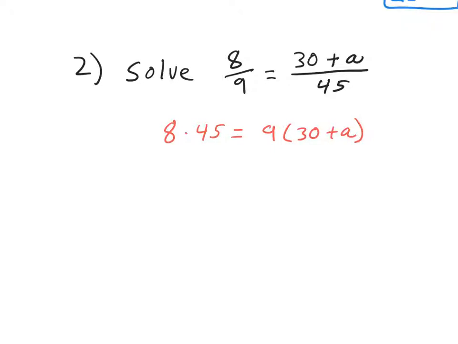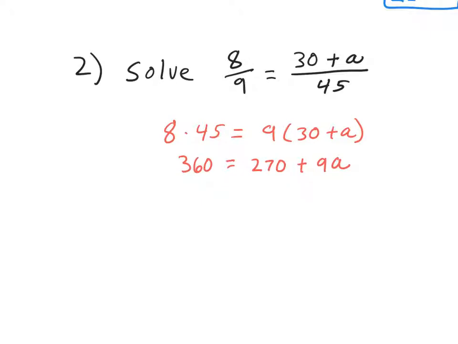So first we'll do 8 times 45, and that's going to give me 360. Then we do 9 times 30, which is 270. And then 9 times a, which is just 9a.